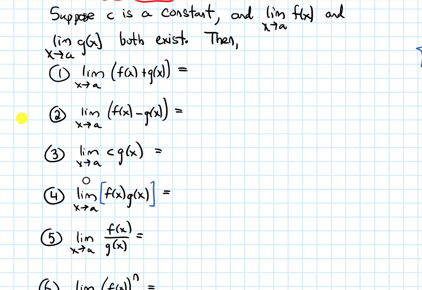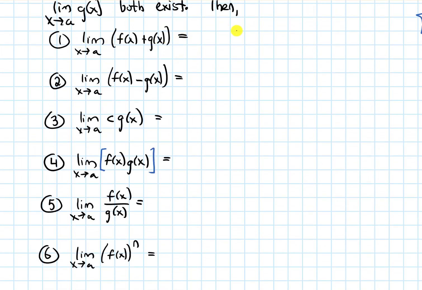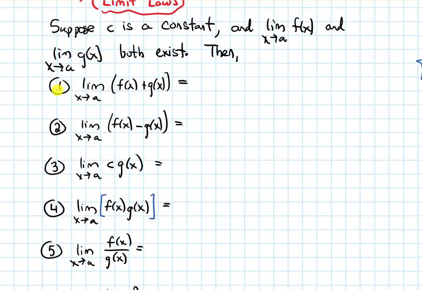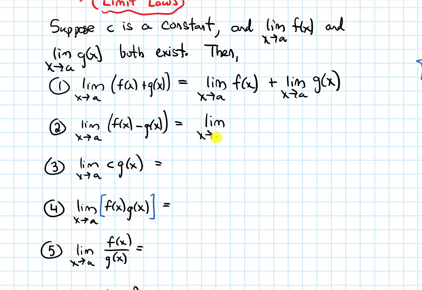Okay, so I've started writing these limit laws, one side of the equation, but we'll fill out the other part together. The first limit law says if you take the limit as x approaches a of f of x plus g of x, that is equal to the limit as x approaches a of the first function plus the limit as x approaches a of the second function. In other words, you can split the limit up. The same type of thing holds with subtraction. The second one will be equal to the limit as x approaches a of f of x minus the limit as x approaches a of g of x.